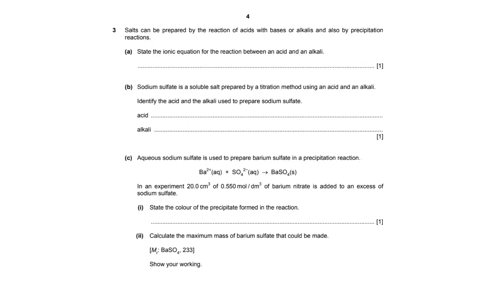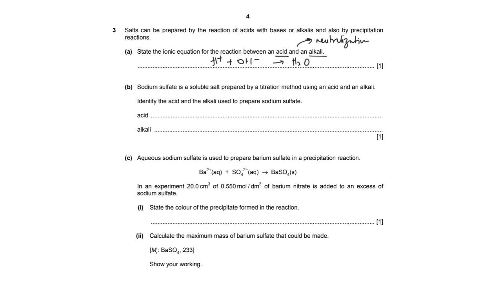Salts can be prepared by the reaction of acids with bases and alkalis, and also by precipitation reactions. State the ionic equation for the reaction between an acid and an alkali. Acid and alkali react together in a reaction called neutralization. And for a neutralization reaction, we only have one ionic equation, which is hydrogen ion plus hydroxide ion forms water.